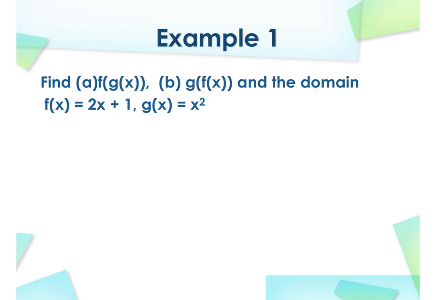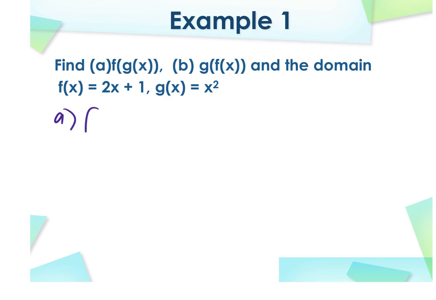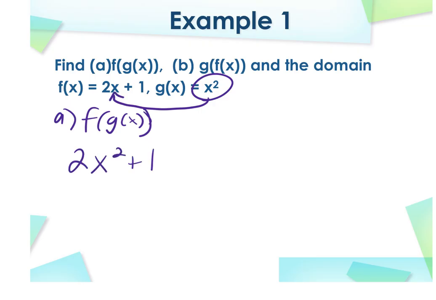All right, so in example 1, it says find a, f of g of x, b, g of f of x, and the domain. We're going to start with the finding, and then we'll talk about what it means when we get to domain. So a is f of g of x, which means I'm taking the g function and plugging it into the f of x function. So in place of that x now goes x squared. If I could combine like terms, I would. If I could simplify it, I would. If not, you leave it exactly as it is.